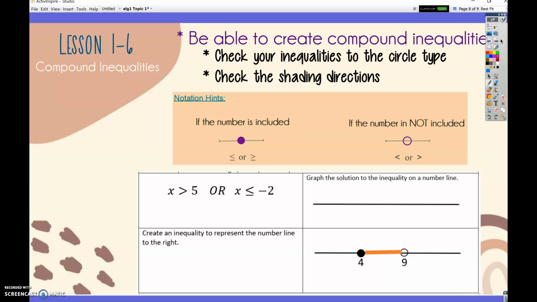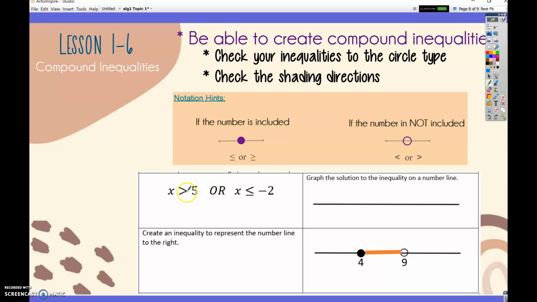In Lesson 1-6, you are asked to create or look at compound inequalities. This just means you have multiple of them. A few things to note about notation. Remember, if you have the closed circle, it would indicate an equals to bar underneath your inequalities. If you have an open circle, that means that number is not included, so you would have a less than or a greater than. Always want to check the circle types to know which filled circle or open circle you need depending on your inequality, and check the shading directions.